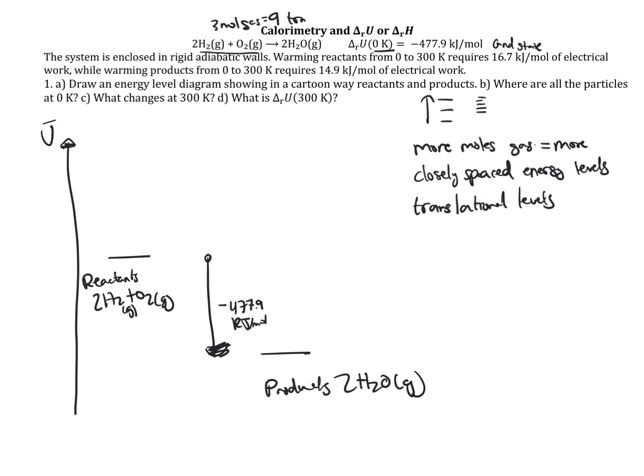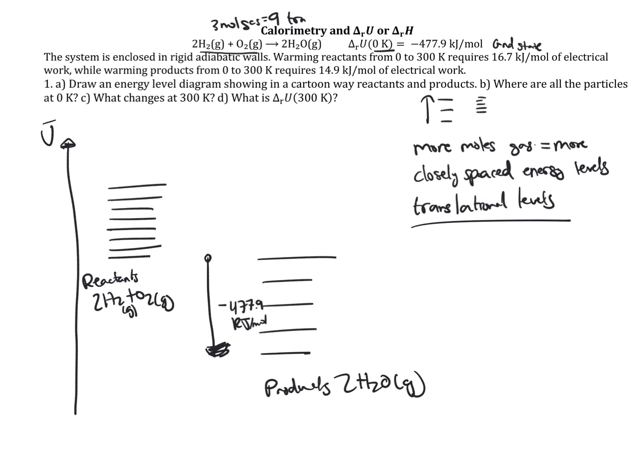So in general, more moles of gas gives me more of those translational levels, because I have to pick translational levels for 2 moles of H2 and 1 mole of O2. That's going to multiply them and give me overall a denser set of energy levels when I have to specify all those quantum numbers, compared to just 6 quantum numbers here for translations in H2O gas. So my reactants here are going to have more closely spaced energy levels. Products over here, slightly further spaced energy levels.